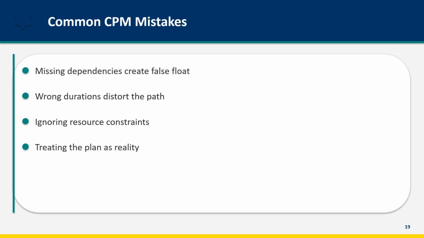Watch for common mistakes. Missing dependencies create false float. If you forget that testing depends on development, your schedule will show float that doesn't exist. Wrong durations distort the critical path. Over-optimistic estimates might misidentify what's critical. Ignoring resource constraints is a big one. Critical path assumes unlimited resources. In reality, the same person might be on multiple tasks, creating hidden dependencies. And treating the plan as reality rather than a model. The schedule is your best guess. Reality will differ.